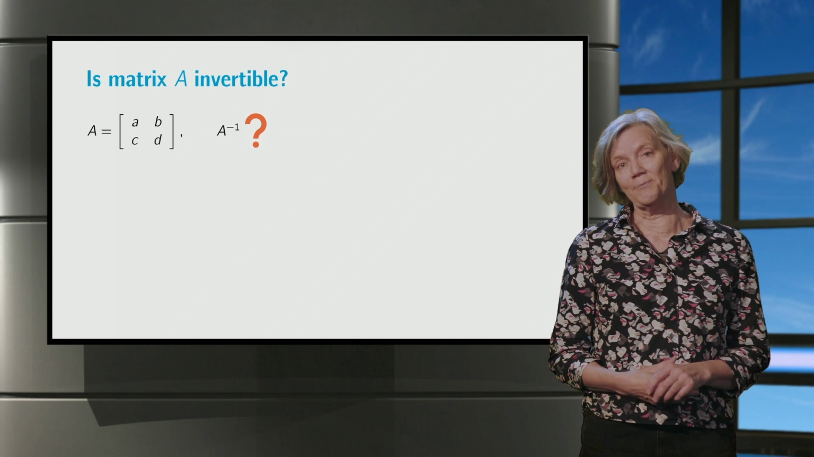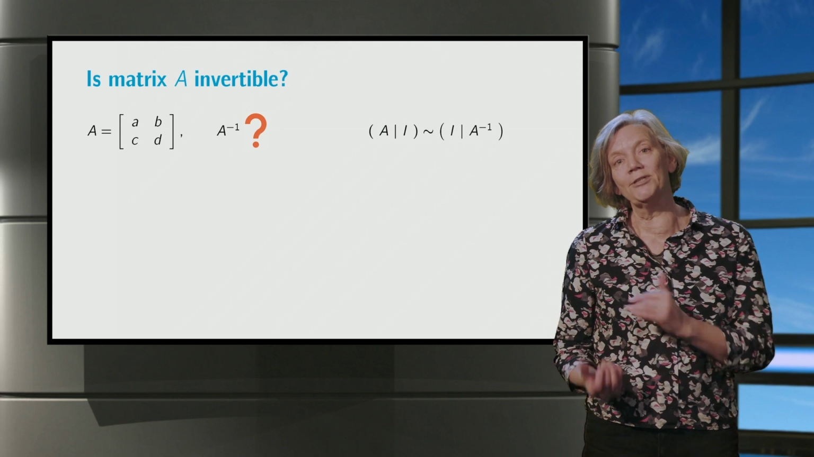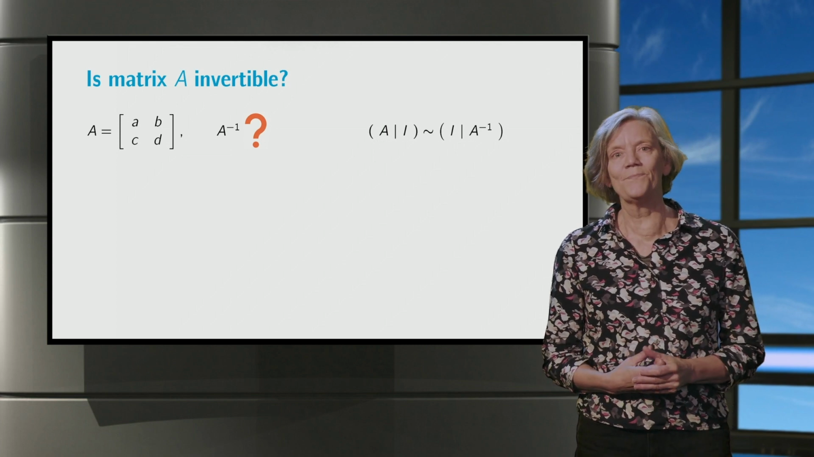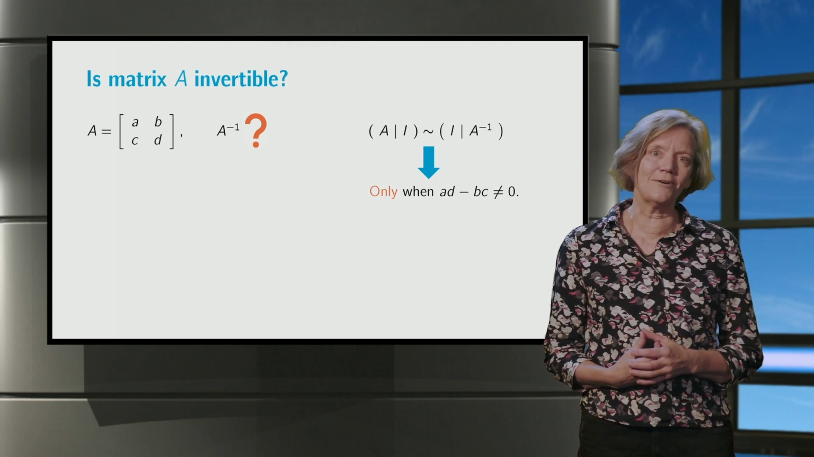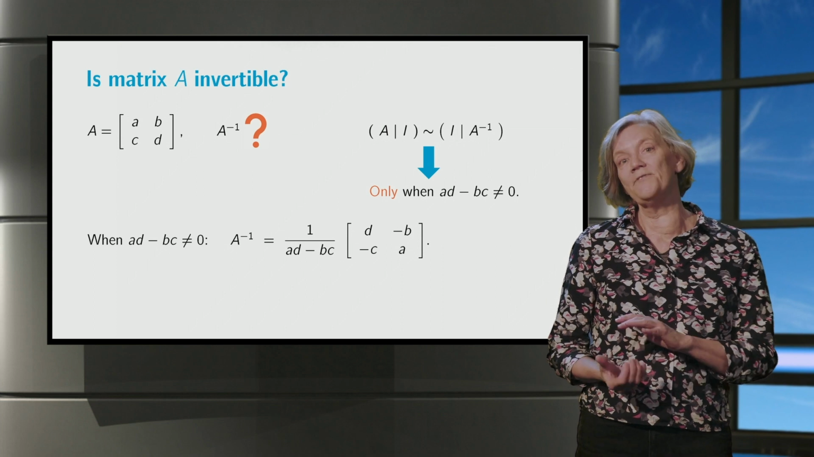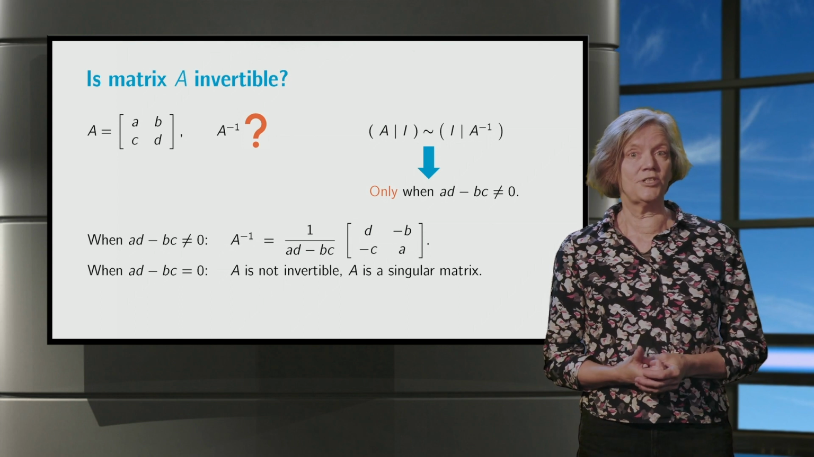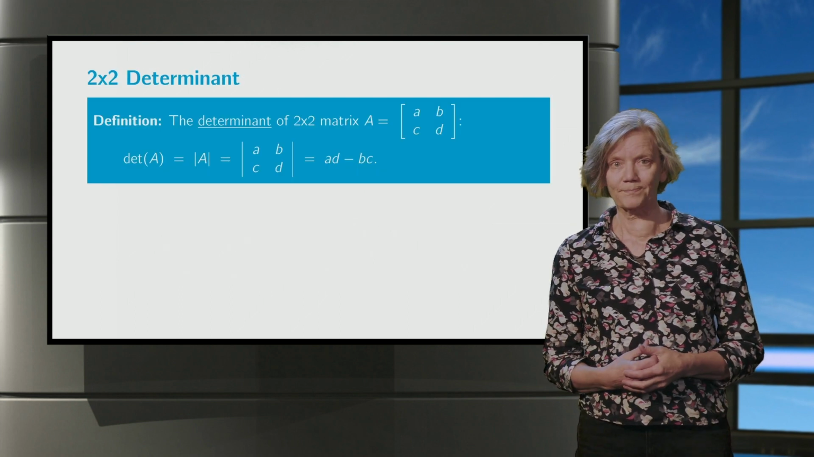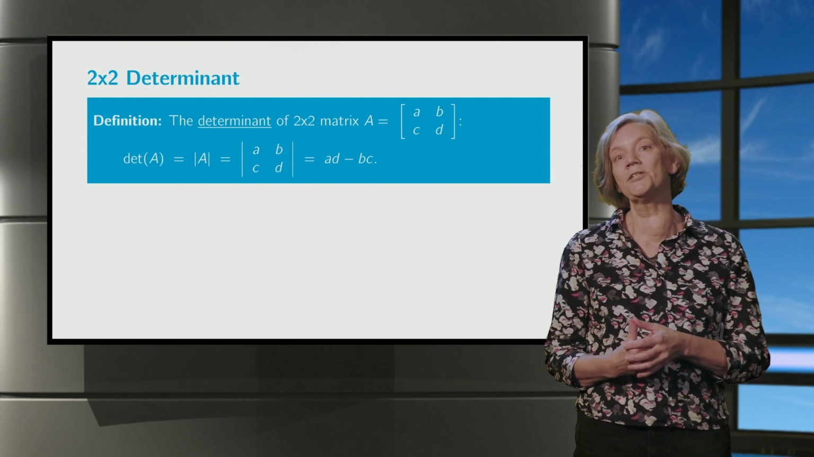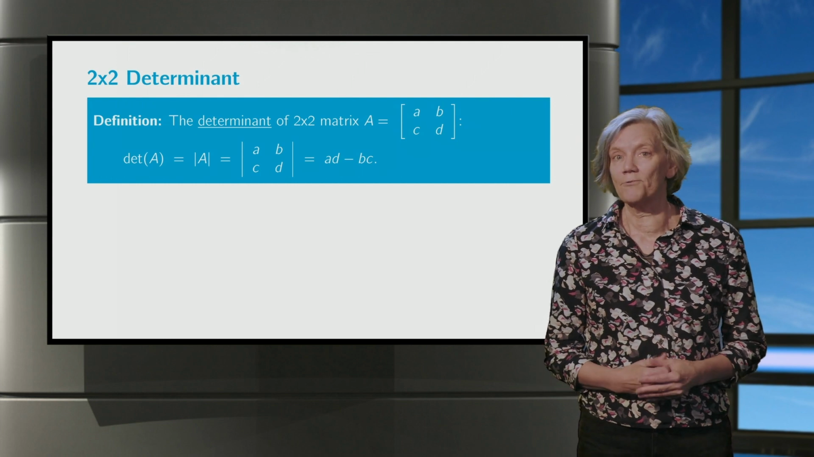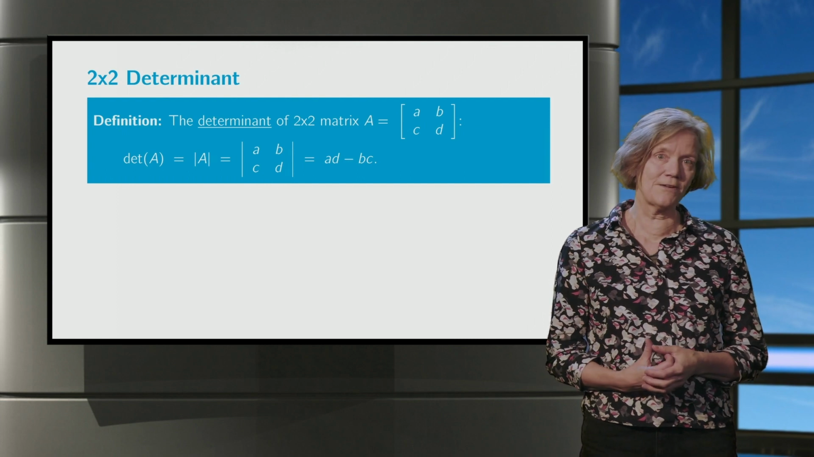We start with a 2 by 2 matrix. Remember that a matrix is only invertible if you can row reduce it to the identity matrix. That is only possible if quantity AD minus BC is non-zero. The inverse matrix then features that same quantity. If AD minus BC is equal to 0, matrix A is singular. This scalar quantity AD minus BC is called the determinant of matrix A. You can write it as det of A or as A between vertical bars.